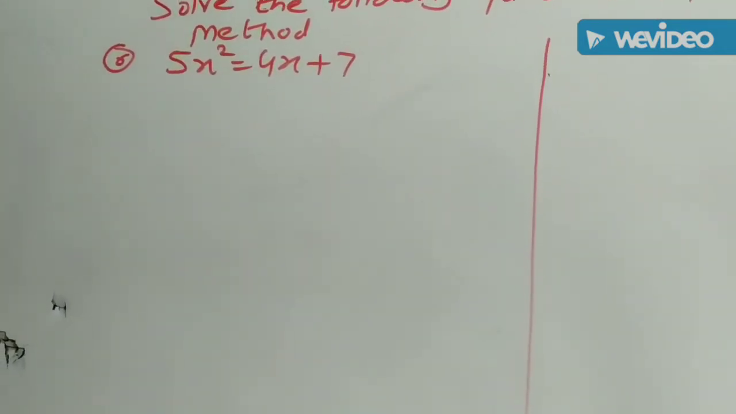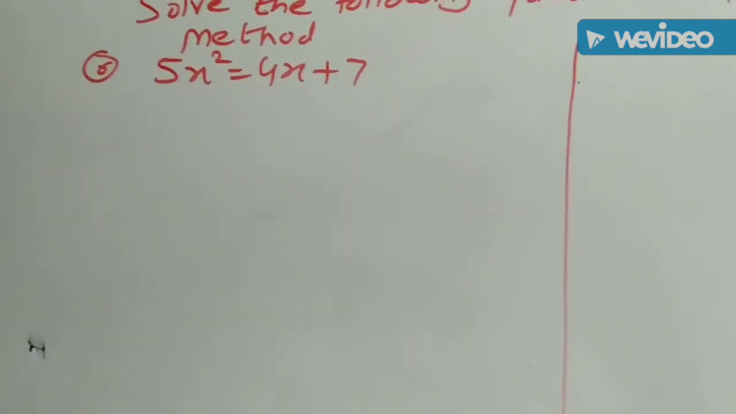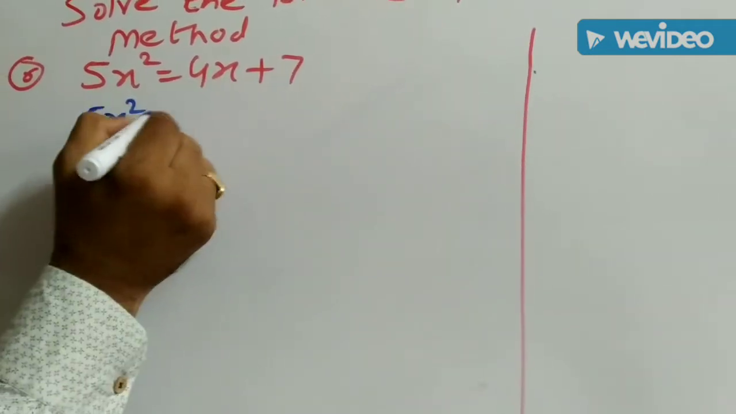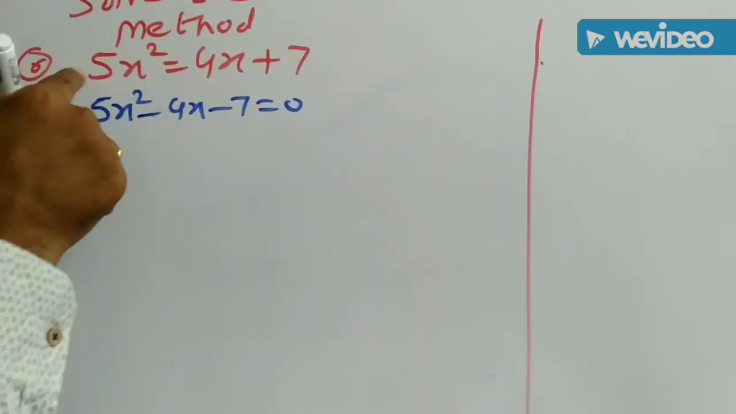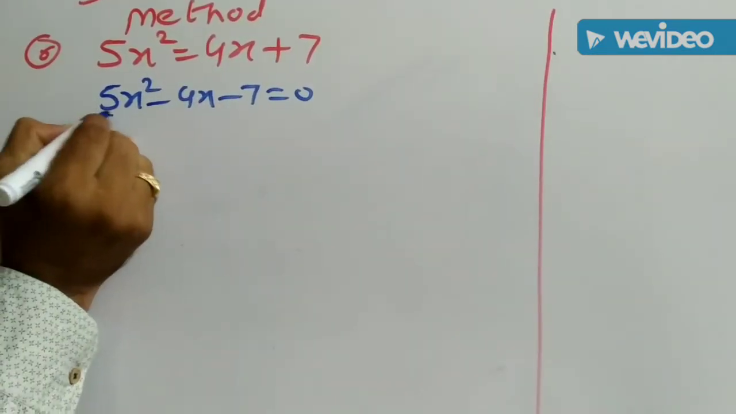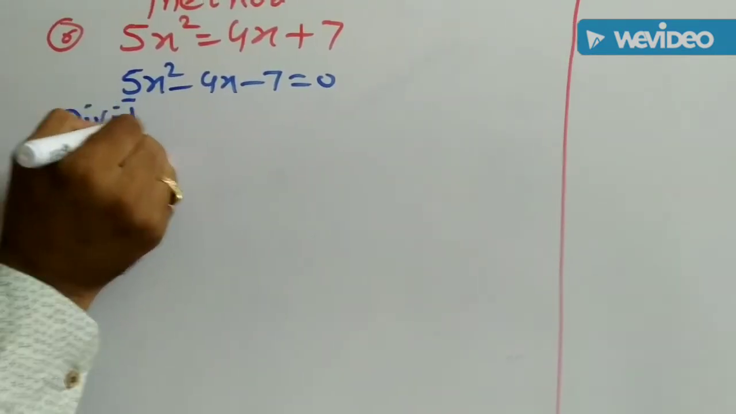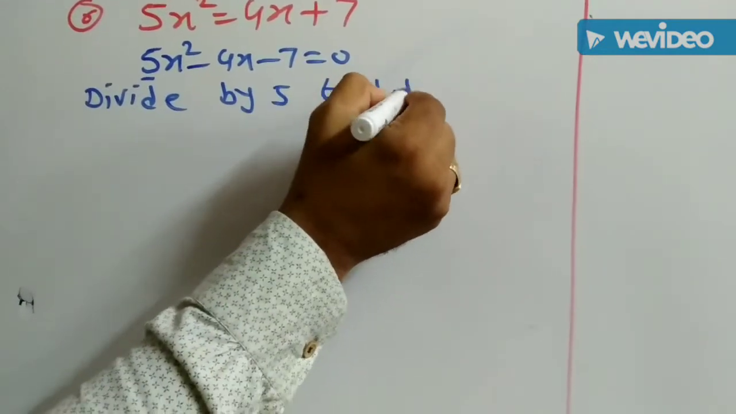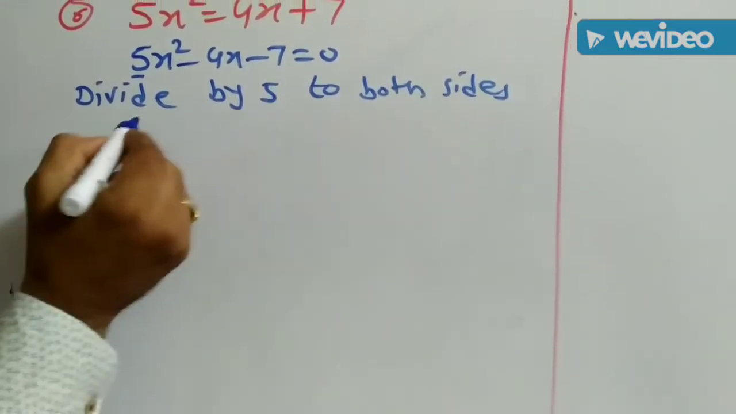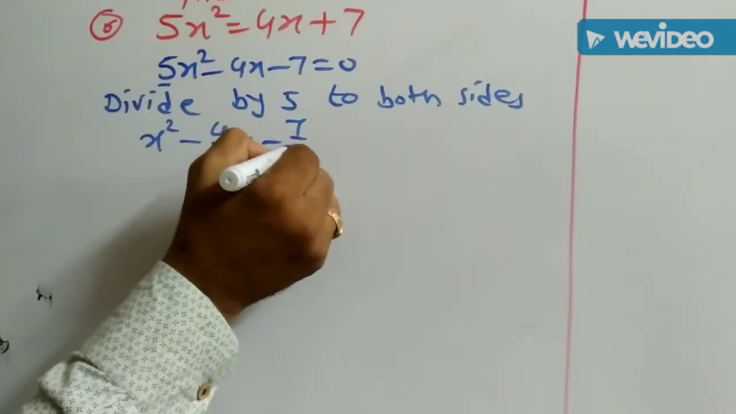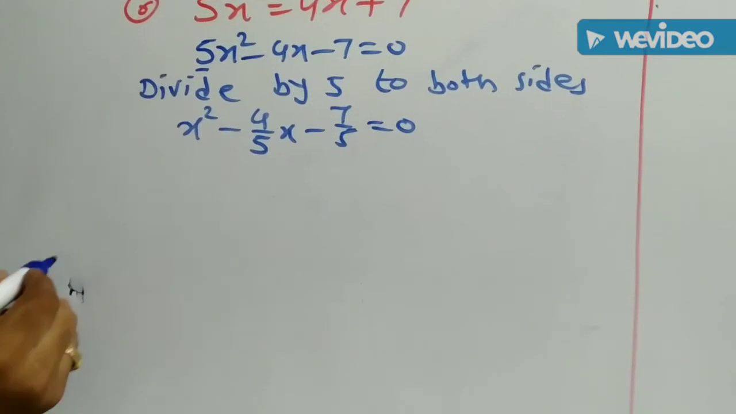Next example is 5x square is equal to 4x plus 7. Firstly write in standard form. For that, the plus terms get converted to minus: 5x square is equal to minus 4x minus 7. Here the coefficient of the square term is greater than 1, therefore divide both sides by the same coefficient 5. We get, 5 gets cancelled, x square minus 4 upon 5x minus 7 upon 5 is equal to 0.